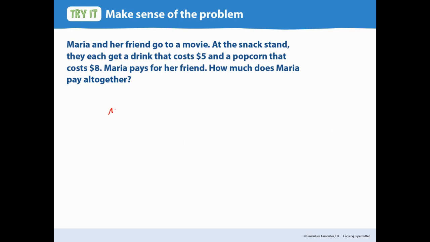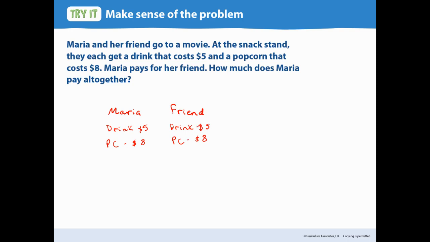So let's do this. I'm just going to mark this Maria, and we'll call her friend there. So they each get a drink, $5 and a drink, $5, and they each get a popcorn. So it says they both get a popcorn. So I'm just going to write PC there. That's going to be $8, and PC there is going to be $8.